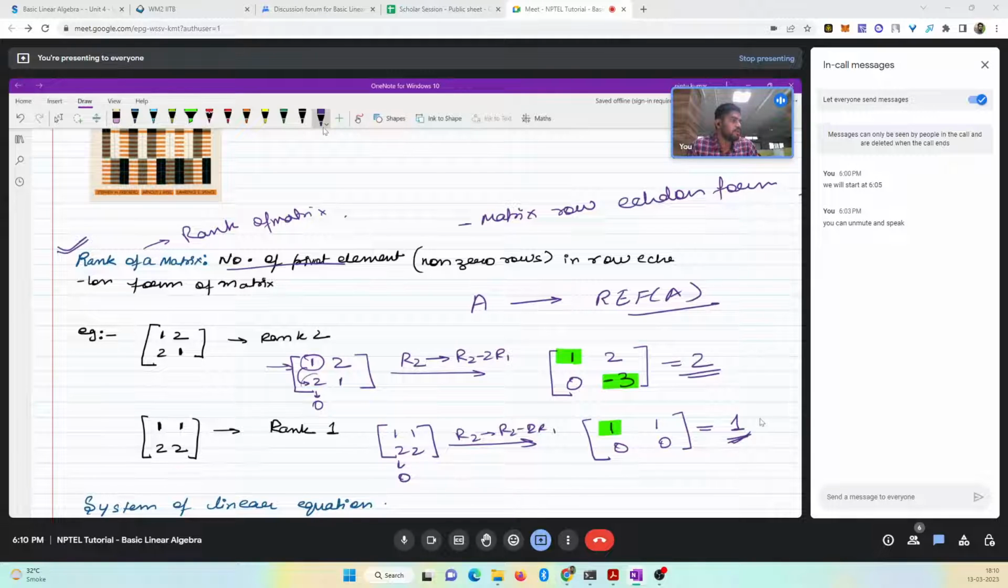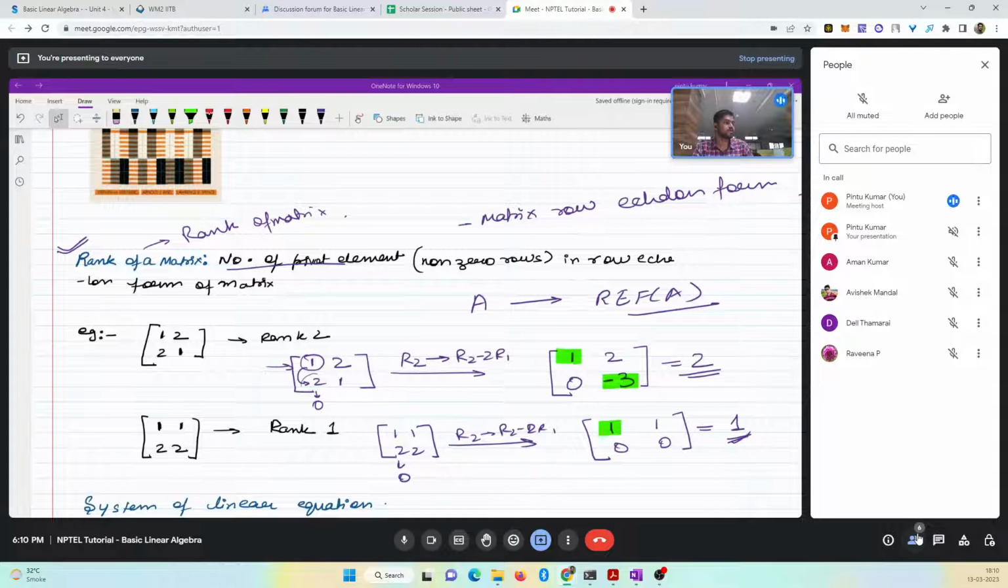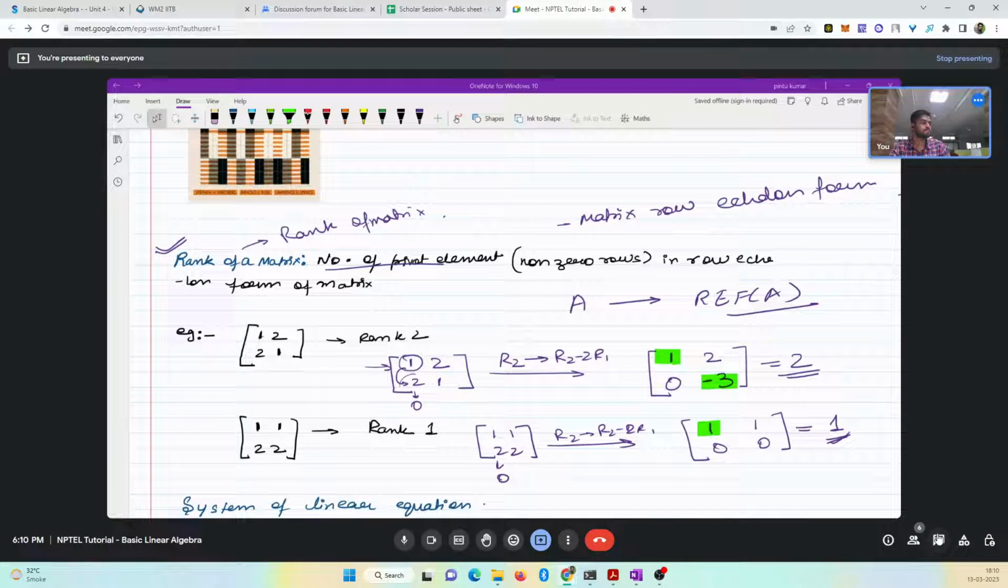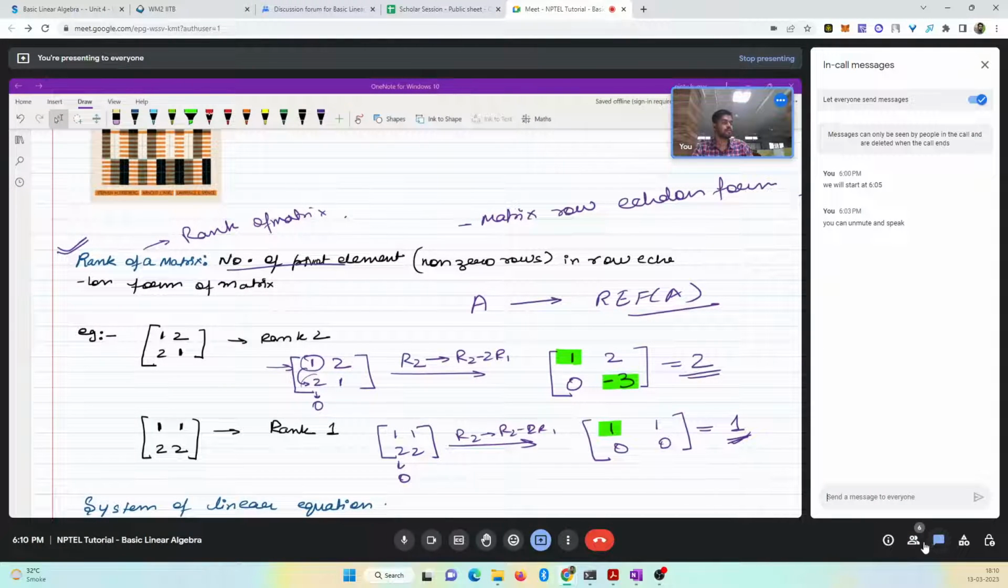Any doubt with how we calculate the rank of a matrix? Is it clear, how we calculate the rank of a matrix? Yes, sir. Okay, thank you.